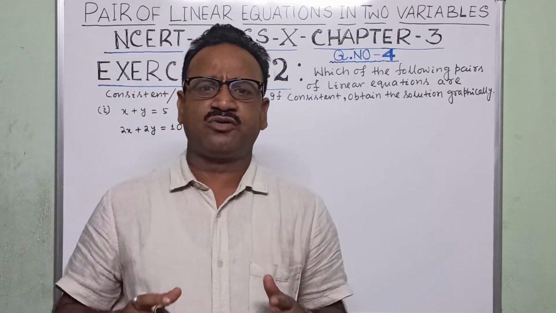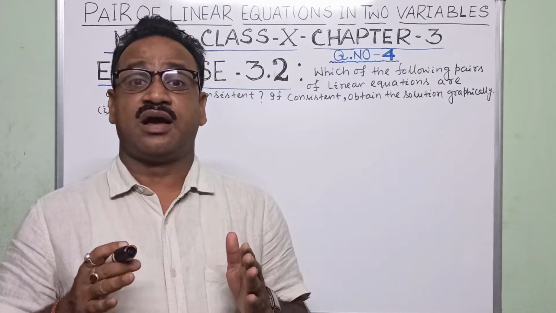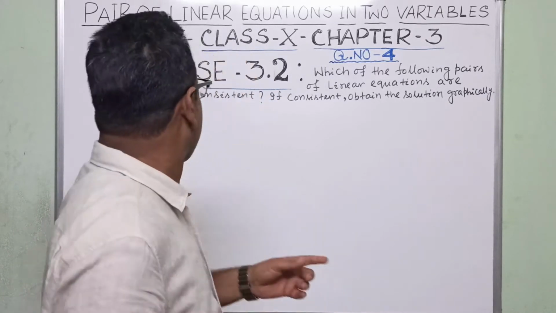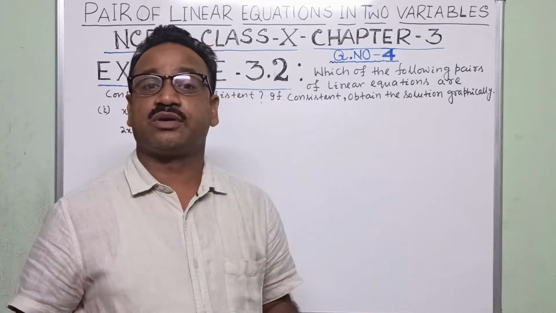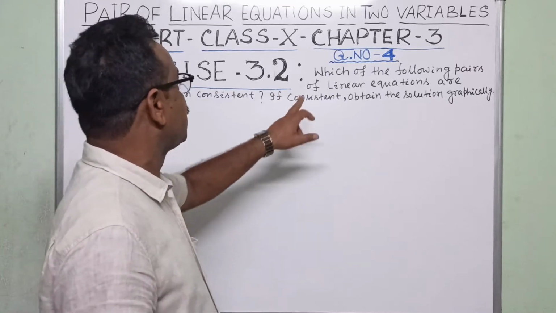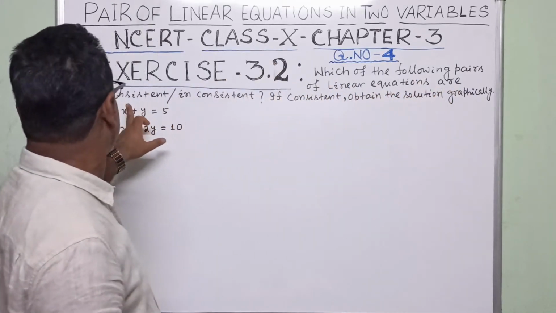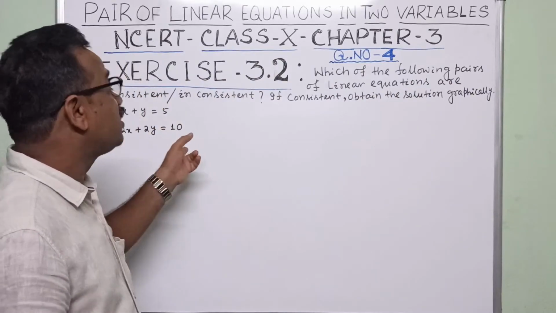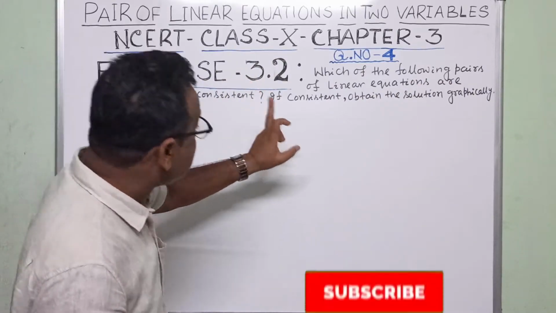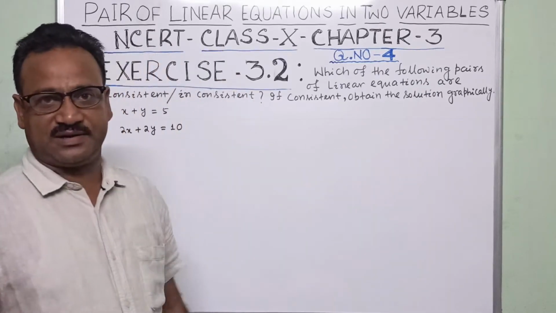Let us discuss the question given in exercise 3.2, question number 4. Let us see what the question is. Which of the following pairs of linear equations are consistent or inconsistent? If consistent, obtain the solution graphically.